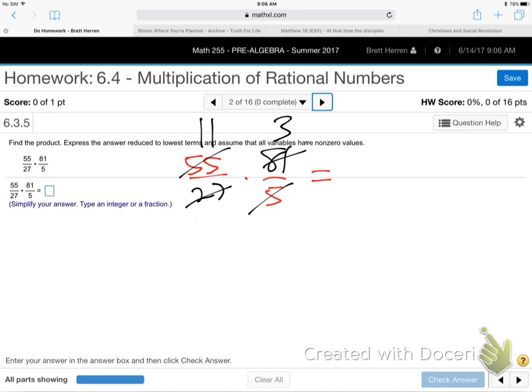But you could have made what I was doing work as well. You just would have needed to do one more step. 3 goes into 9 3 times. So anyway, what's left now? 11 times 3, 33. What's left on the bottom? Nothing. 33 is the answer. Is that good on that?